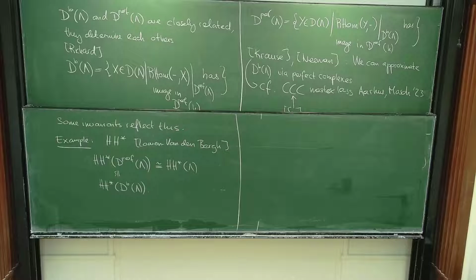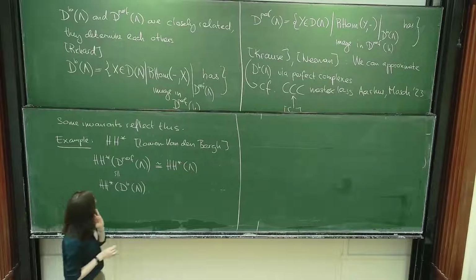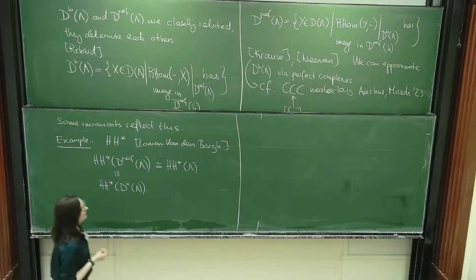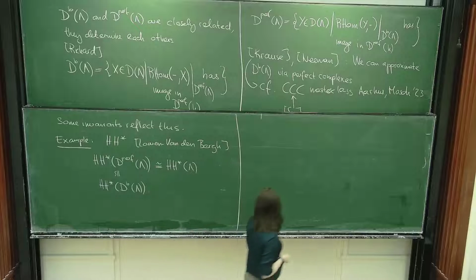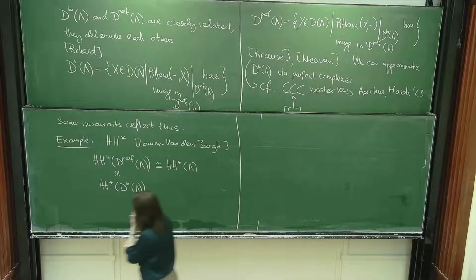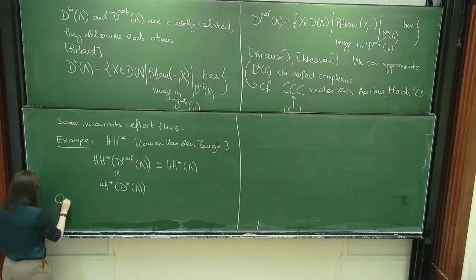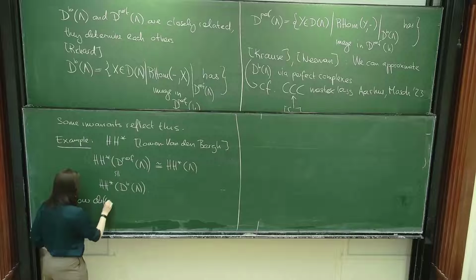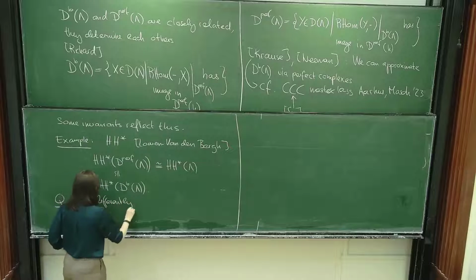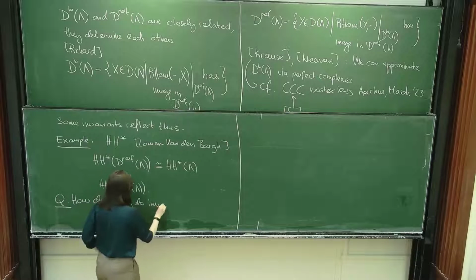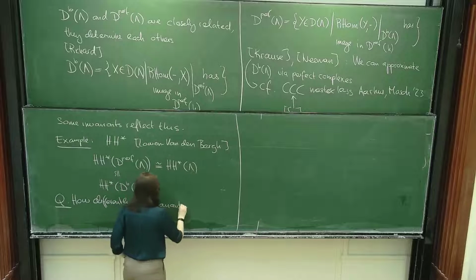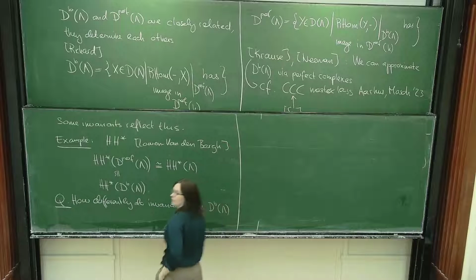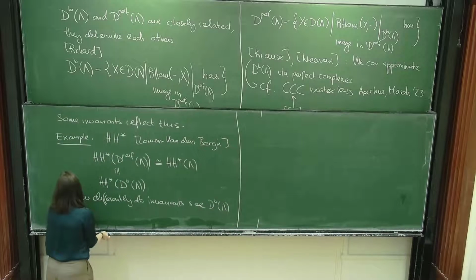Okay. So this is a pretty good start. We have some nice important invariants that do not detect the difference between the two. So we could perhaps get a bit carried away and ask the question: how differently do invariants see dB lambda and dperf lambda?